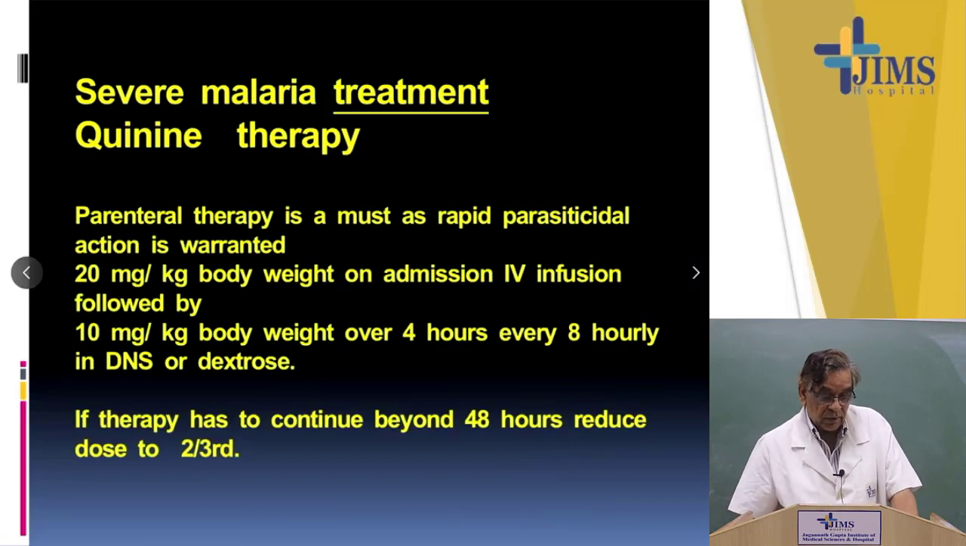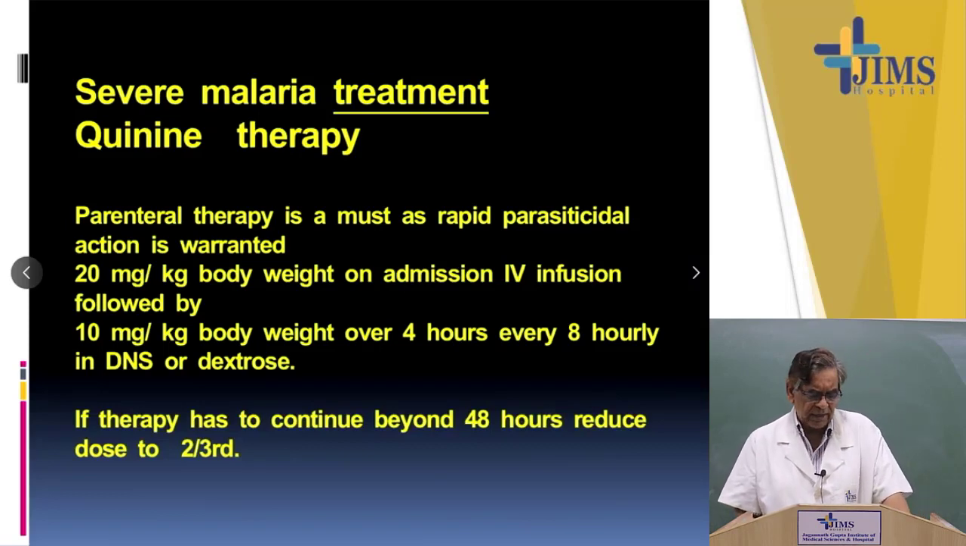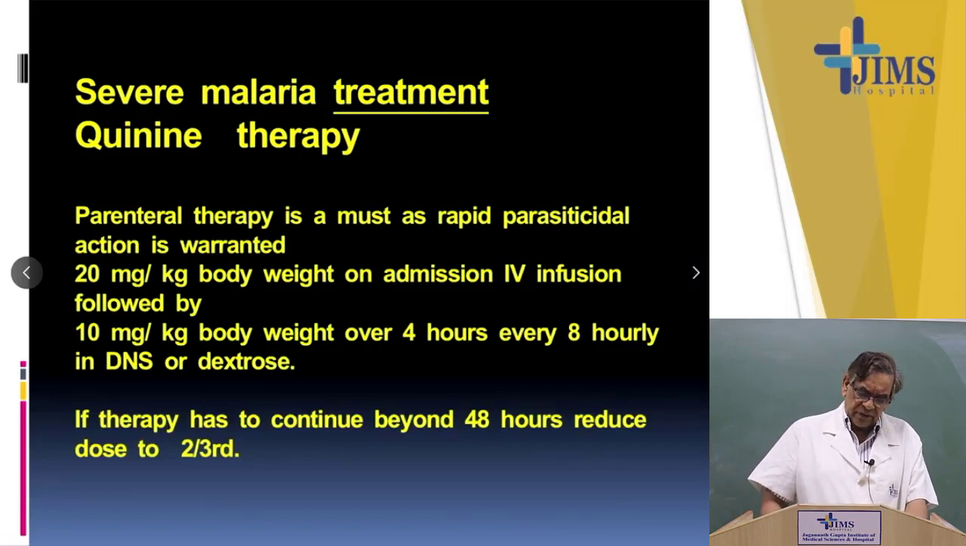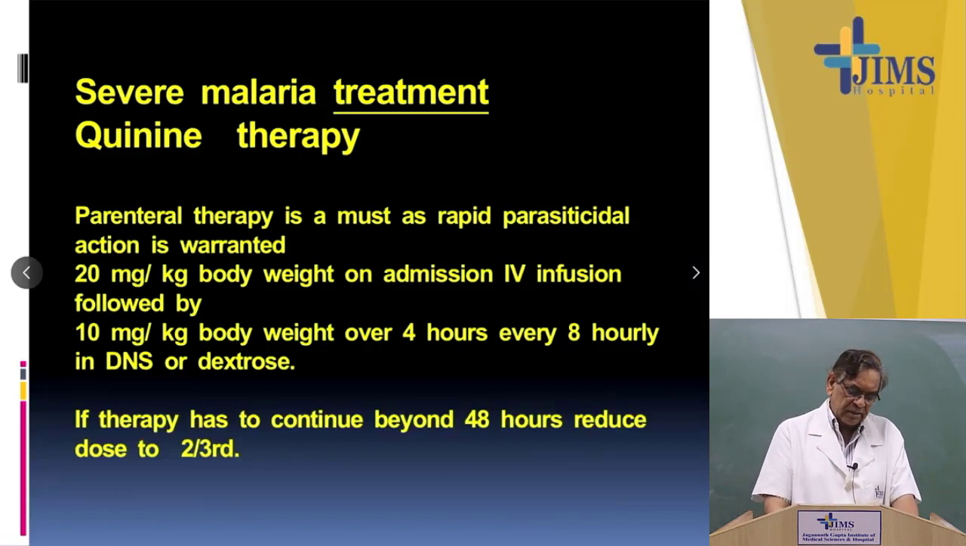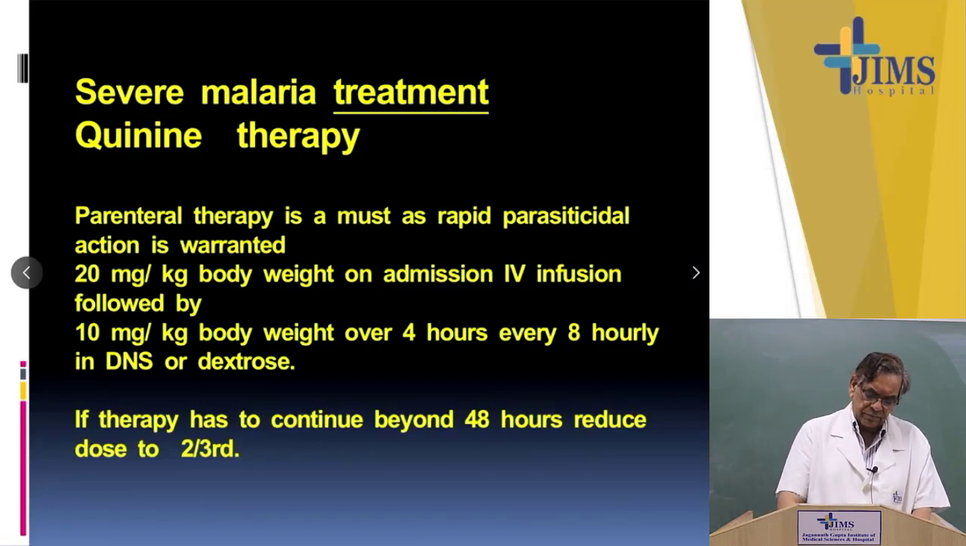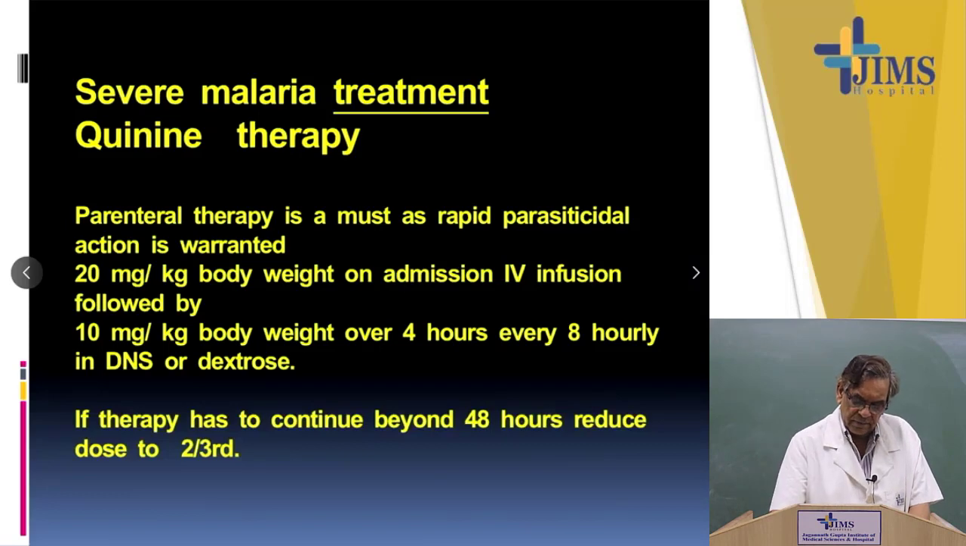Severe malaria treatment, quinine therapy. Parenteral therapy is a must as rapid parasiticidal action is warranted. We normally give a loading dose of 20 mg per kg body weight on admission, IV infusion with dextrose or dextrose saline, followed by 10 mg per kg body weight over 4 hours, every 8 hourly in DNS, dextrose normal saline or dextrose. If therapy has to continue beyond 2 days, reduce the dose to 2/3.